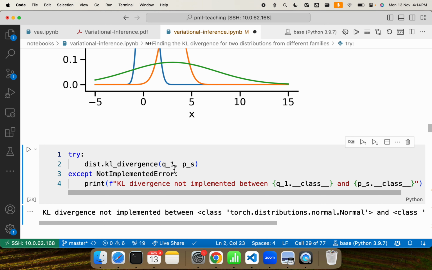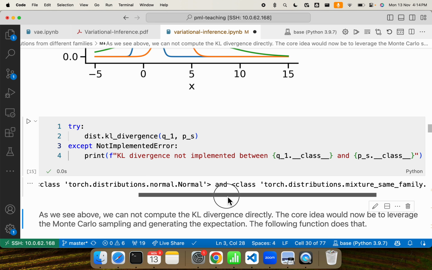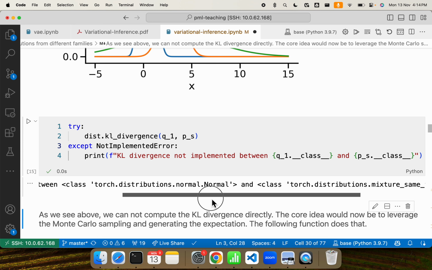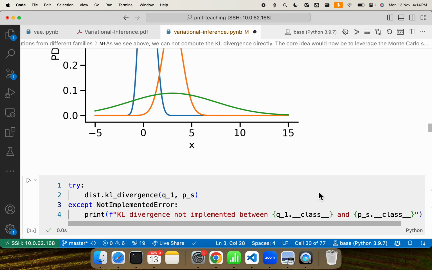So dis.KL divergence between Q1 and PS, right? This PS is the mixture of Gaussians, and we will get this exception, KL divergence not implemented between normal and mixture same family, right? So we cannot compute the KL divergence analytically between a normal distribution and a mixture of Gaussians. So what do we do then? Use some sampling method. Okay, what kind of a sampling method can we use? MCMC. MCMC, we don't need MCMC here.